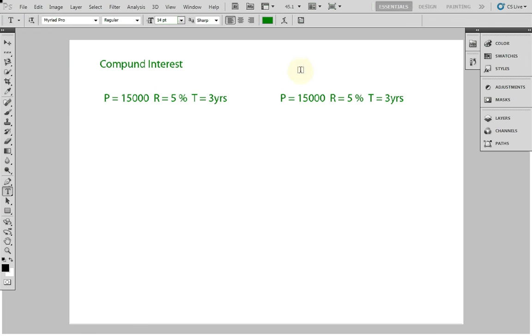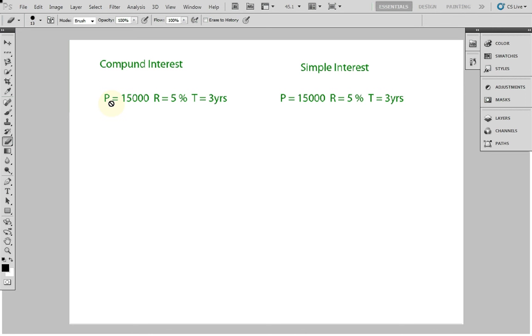Okay, simple interest. Yeah guys, that's simple interest here. Compound interest is nothing but the interest for the first year. We will get interest on 15,000. 5% of 15,000 is the first year's interest. Okay, are you getting me?